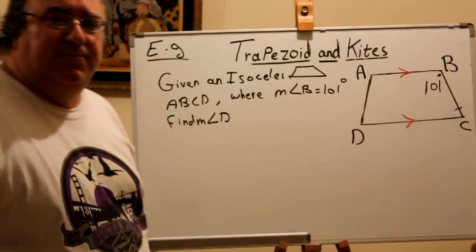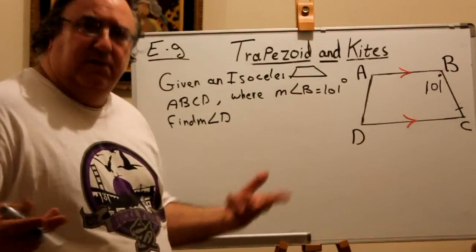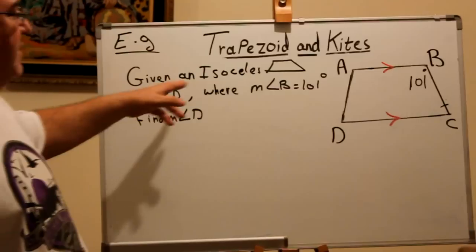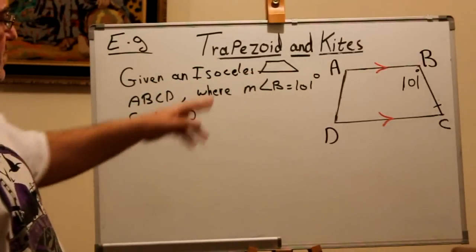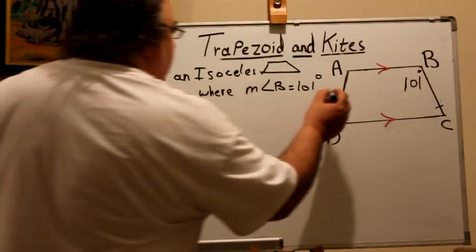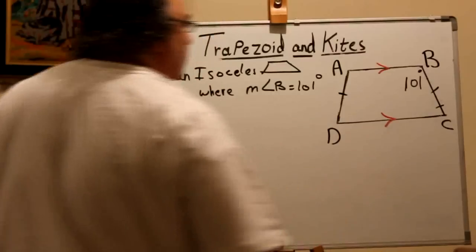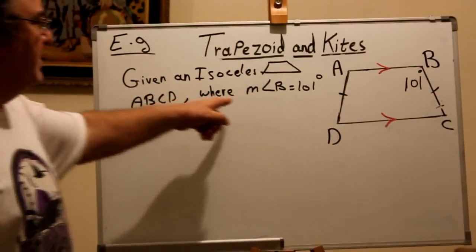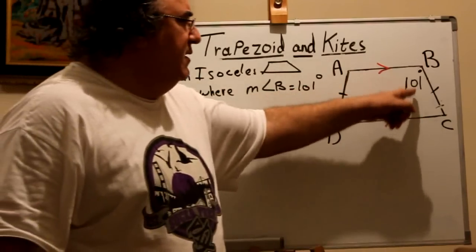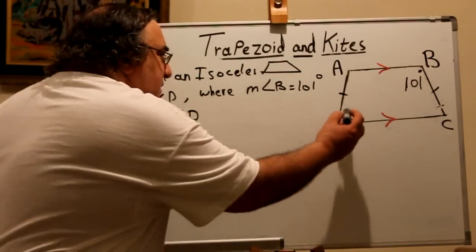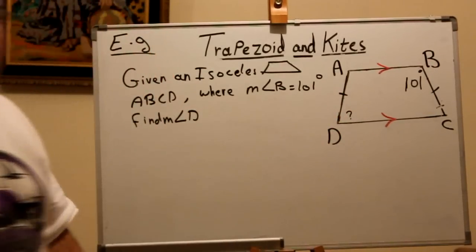Now, let's have some examples of how trapezoid problems will be faced. Let's take the first example. Given is an isosceles trapezoid named ABCD. What is isosceles? That AB is equal to CD. The measure of angle B is 101 degrees. Find the measure of angle C. How much would this angle be? Now, how do we solve this one?